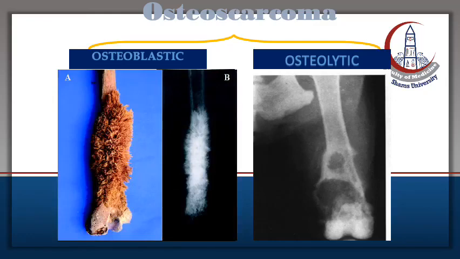Another radiograph showing the sunray appearance by the reactive bone formation. So with radiography it appears as sunrays. Both of them are osteoplastic with a new bone formation, while the osteolytic shows osteolysis and rarefaction of the bone.